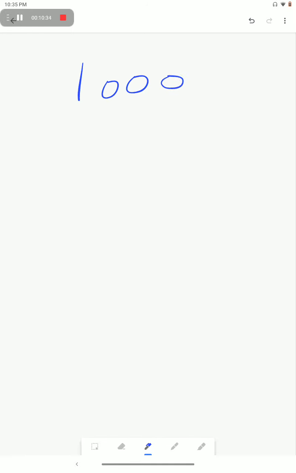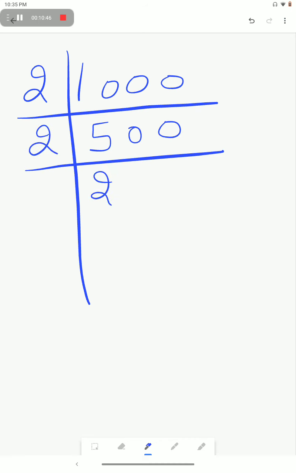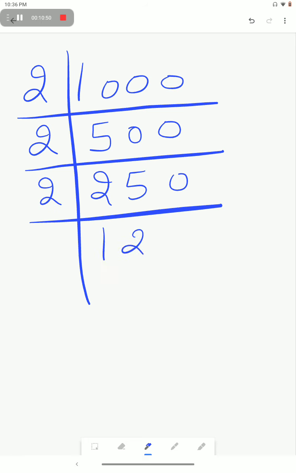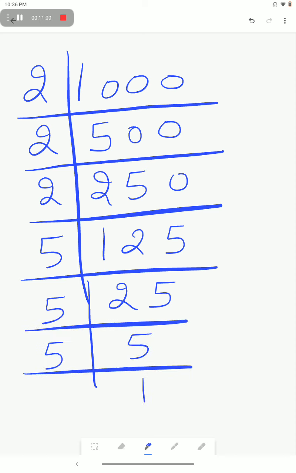Now we have to find out if 1000 is a perfect cube or not. Again, find its prime factorization. It will come up in the table of 2, 500, then 2 fives are 10, 250, then it will come out to be 125, then it comes in the table of 5, 5 fives are 25, and then 5 ones are 5.